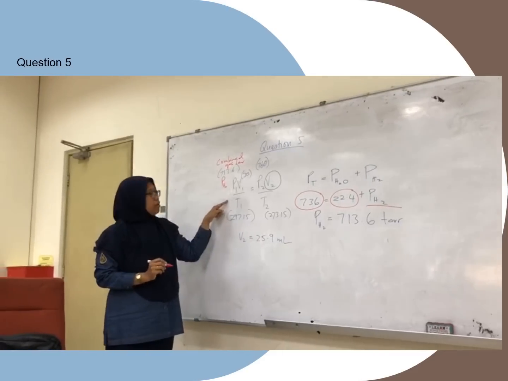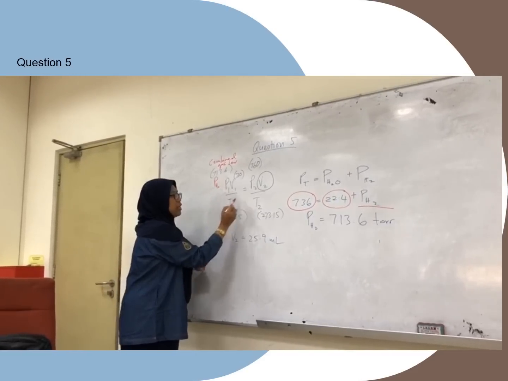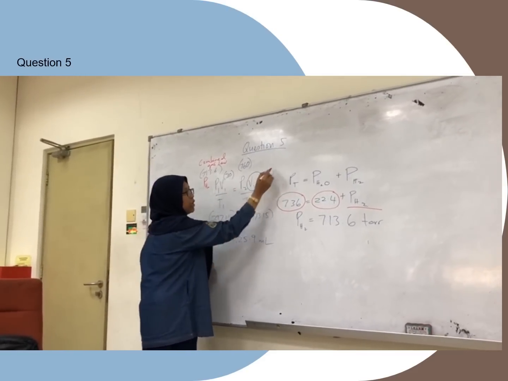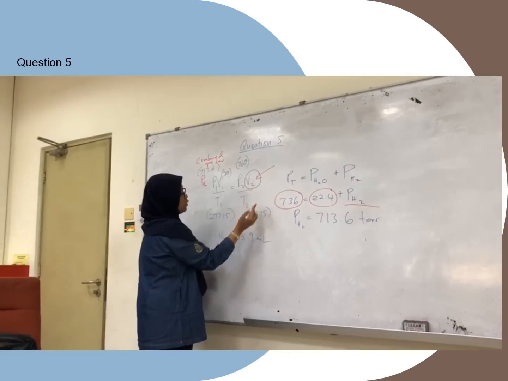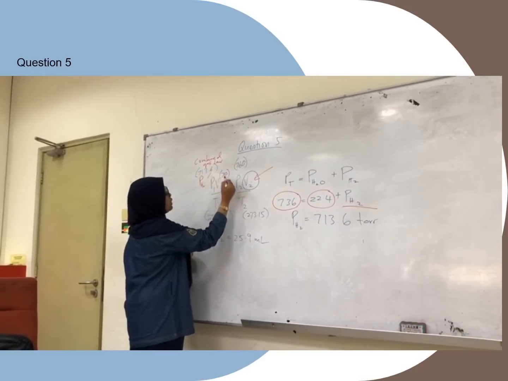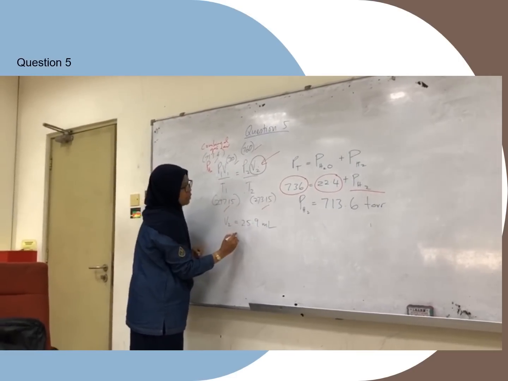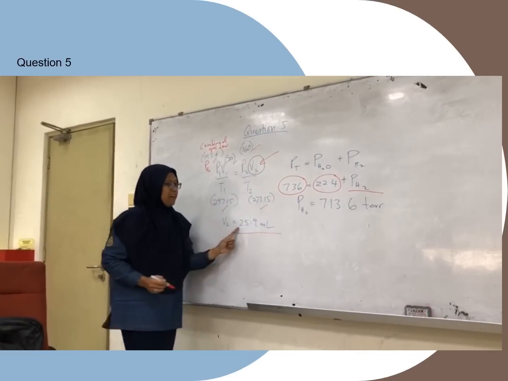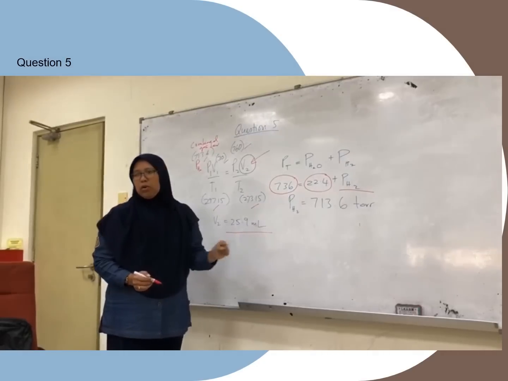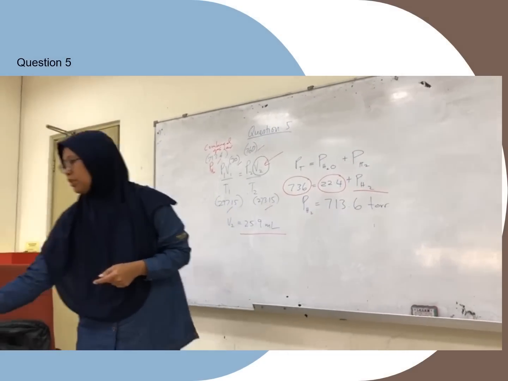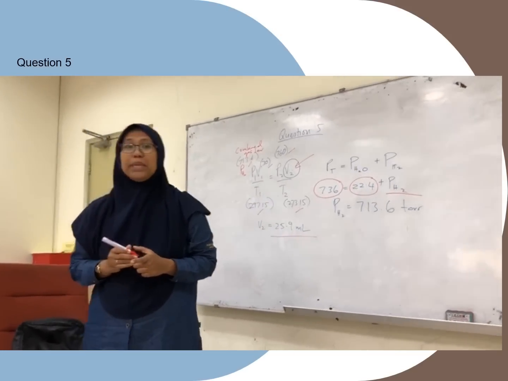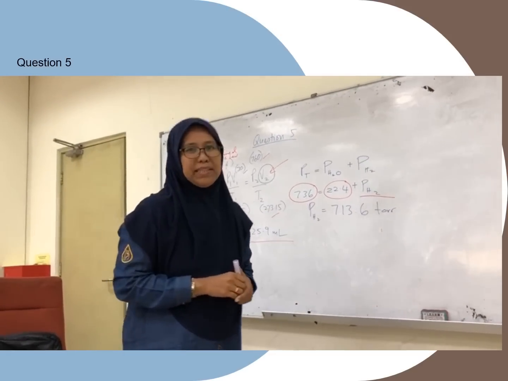We are going to use the combined gas law: P1V1 over T1 equals P2V2 over T2. We want to find V2. So we insert all the values over here, and then we get 25.9 ml, which is option B. Okay, that's it.